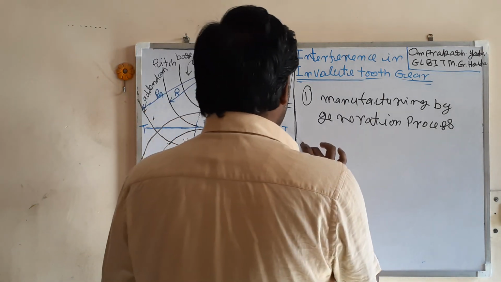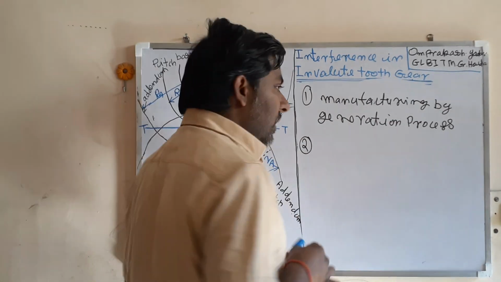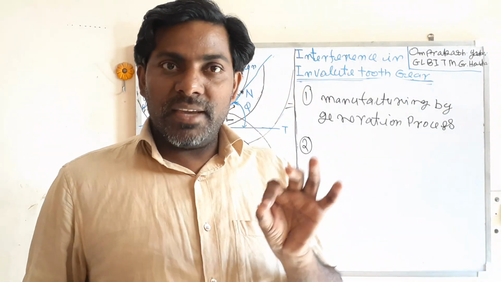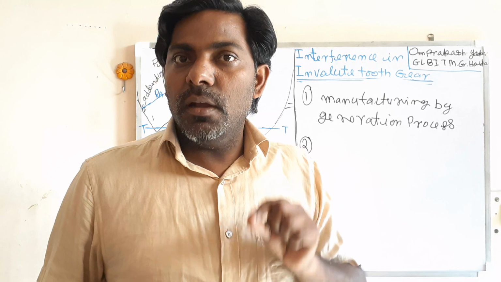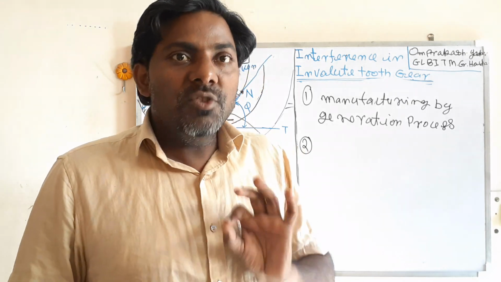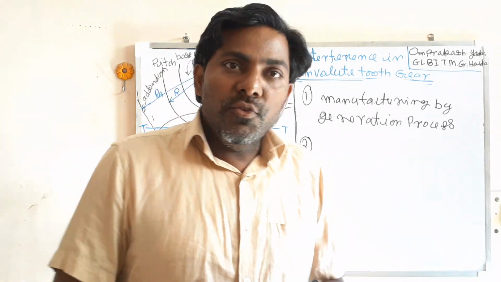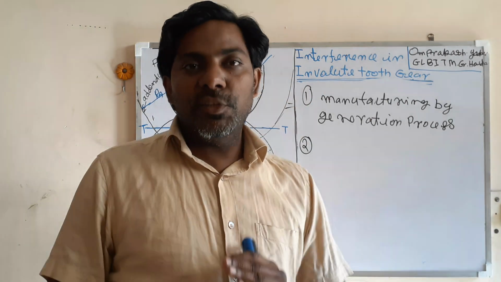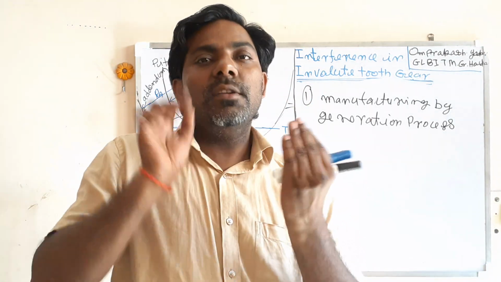Let us see another method of what you can do. I have explained very clearly that interference first starts at the tip of the gear and the root of the pinion. So what you can do is cut some material from the top of the gear tooth.